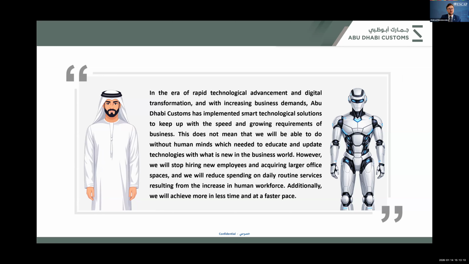And here we had a stop to decide: are we going to adopt AI to replace the human, or do we have another vision? What you see here is our AI vision at Abu Dhabi Customs, where we said we are not bringing AI to replace humans. We are bringing AI to utilize the humans' expertise in a better way and stop onboarding more people, making our execution faster, more accurate, and in less time for the customer.